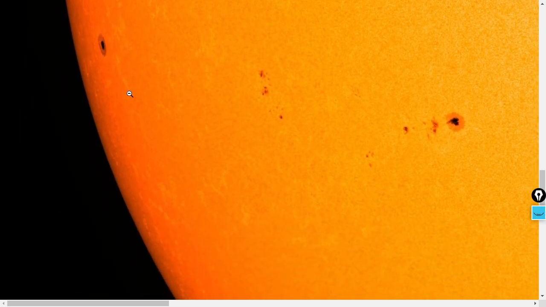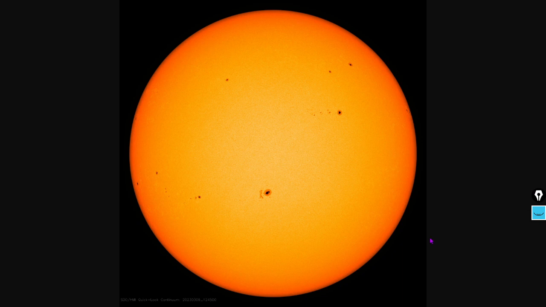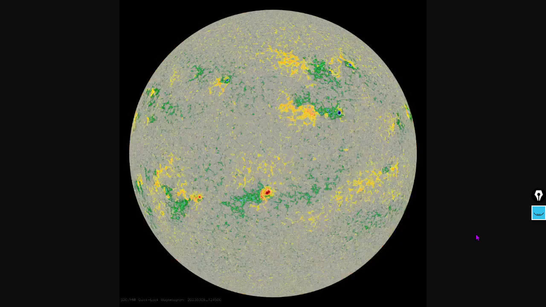Maybe even 3. I don't think this one's named yet either. So it looks like a big uptick in the sunspot number. Maybe in the radio flux too, but at the moment it's going to be pretty flat.